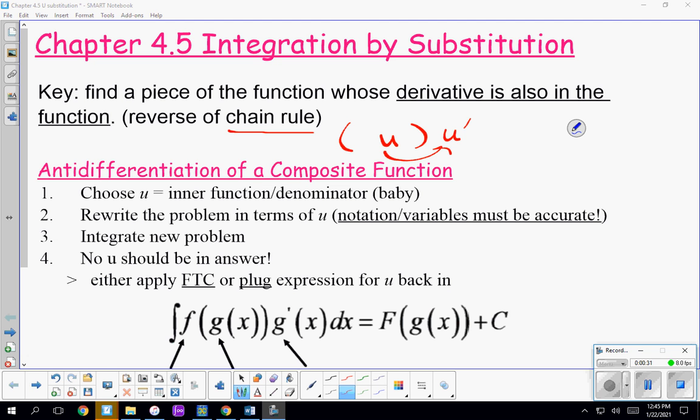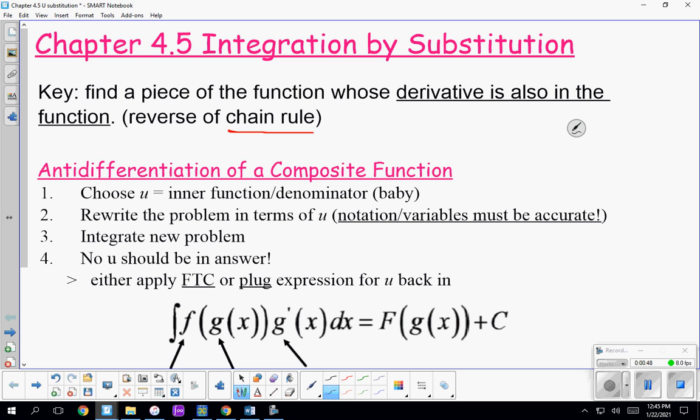We need to find a part of the function whose derivative is also in that function. So the nice thing is this is the only method we're learning. Once you get the hang of it, we're repeating the same process, and it becomes easy because we're going to do it a lot.